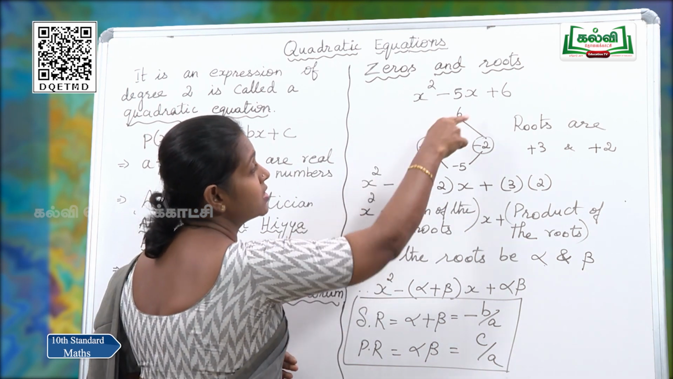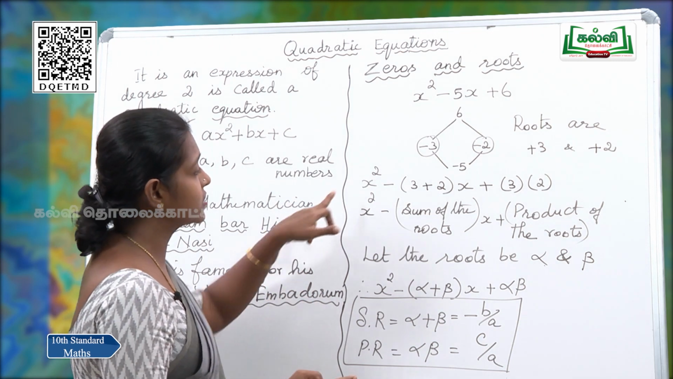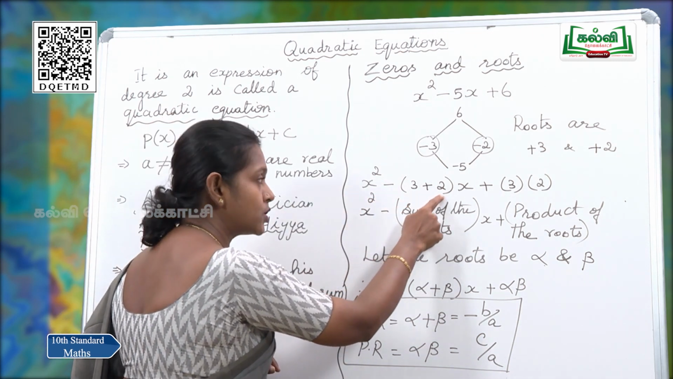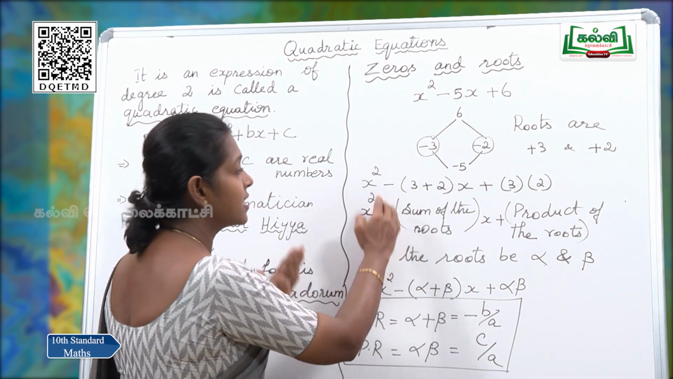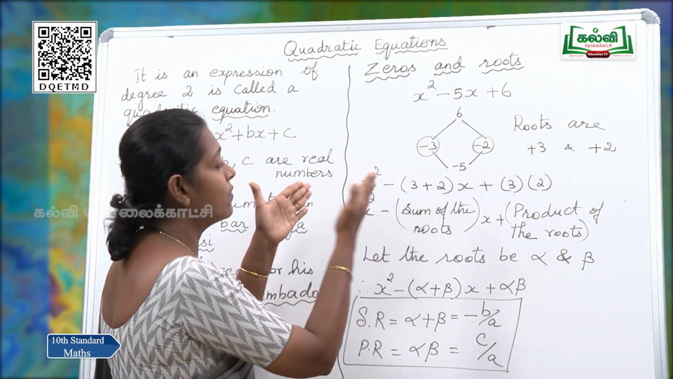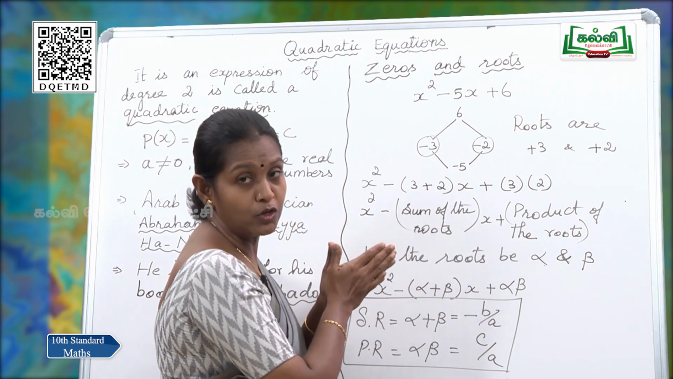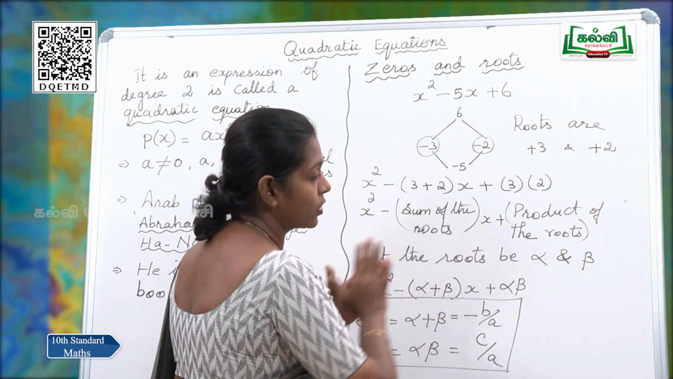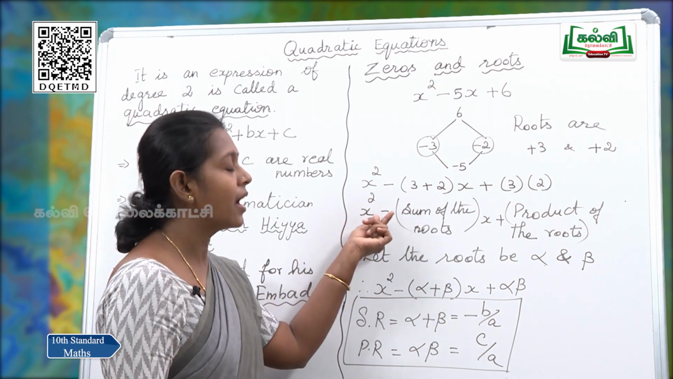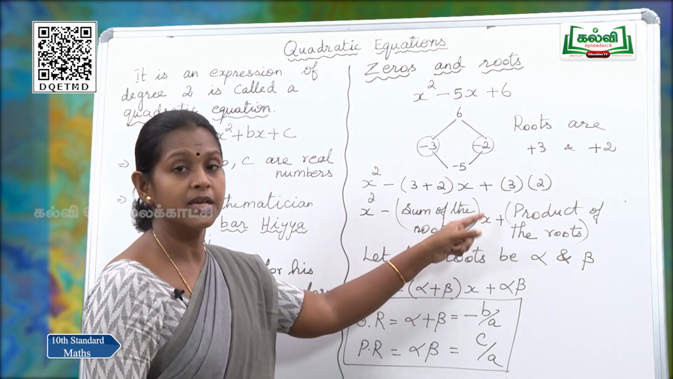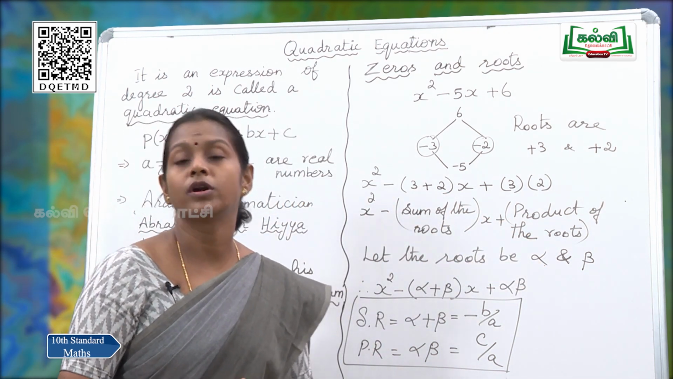Listen carefully. So, what are the roots of this equation? Plus 3 and plus 2. So, how can I split this equation? X squared minus (3 plus 2) into x plus 3 into 2. That means x squared minus the sum of the roots into x plus the last term, which is the product of the roots. So, the general equation can be written as x squared minus sum of the roots into x plus product of the roots.